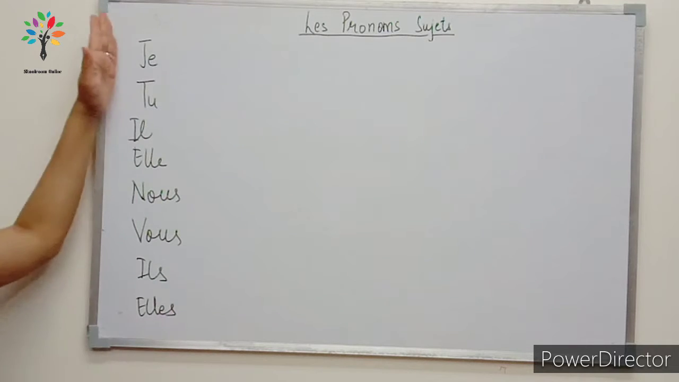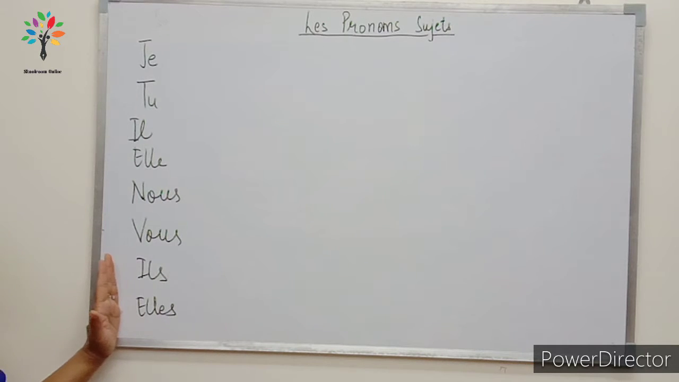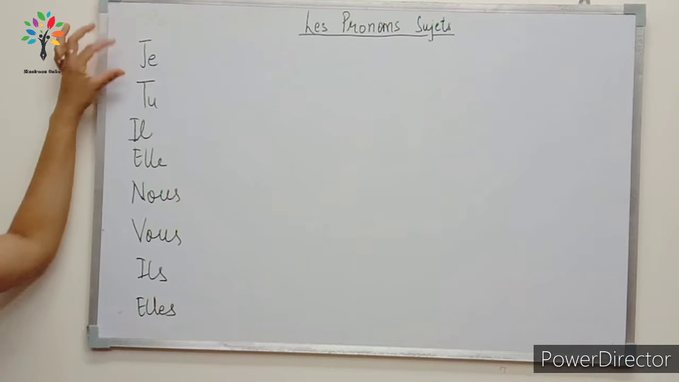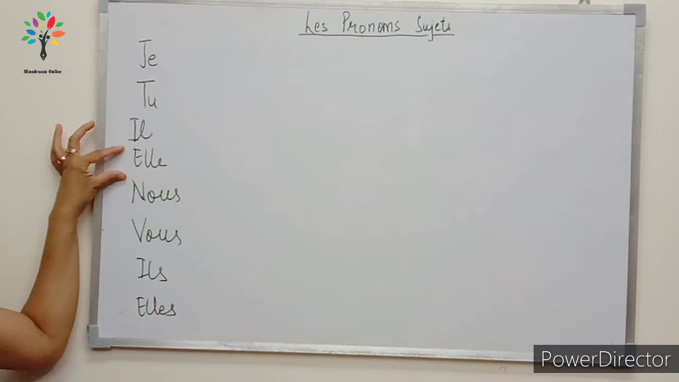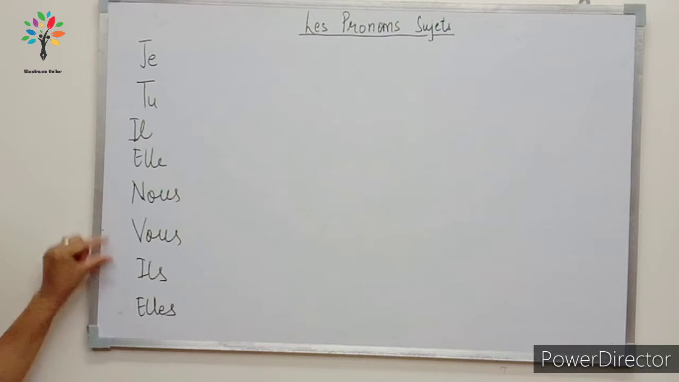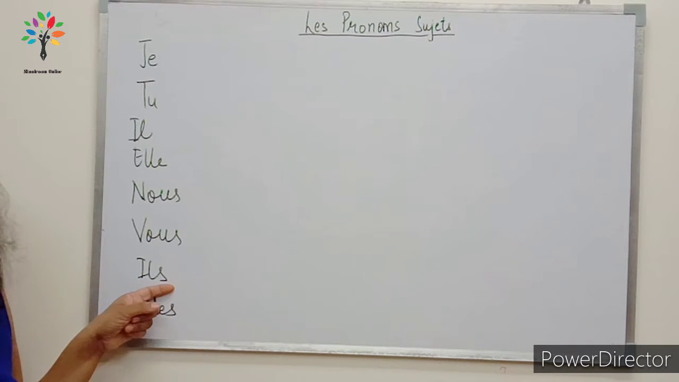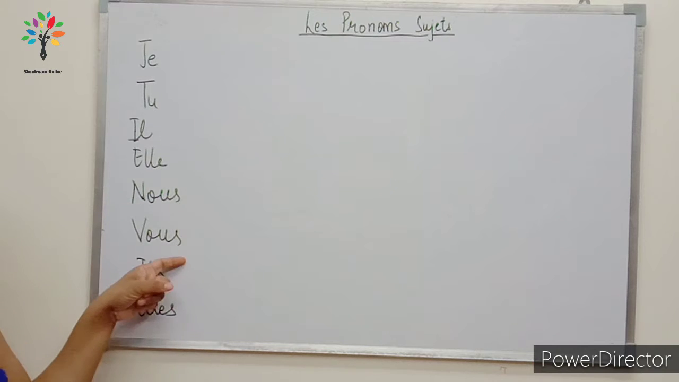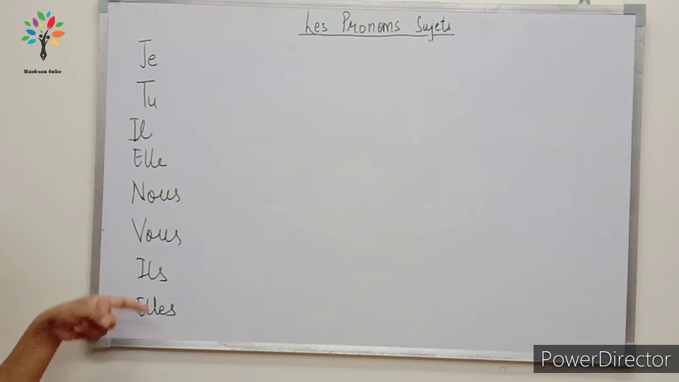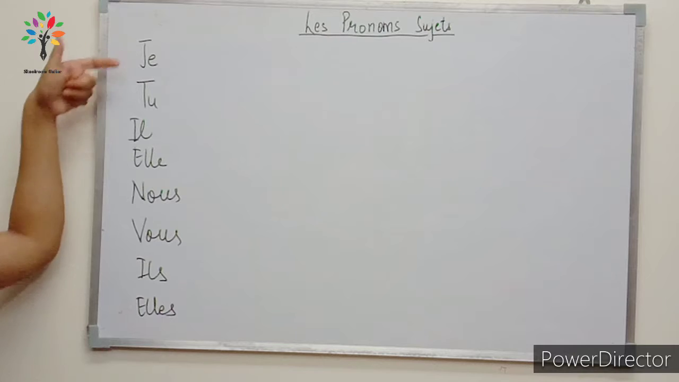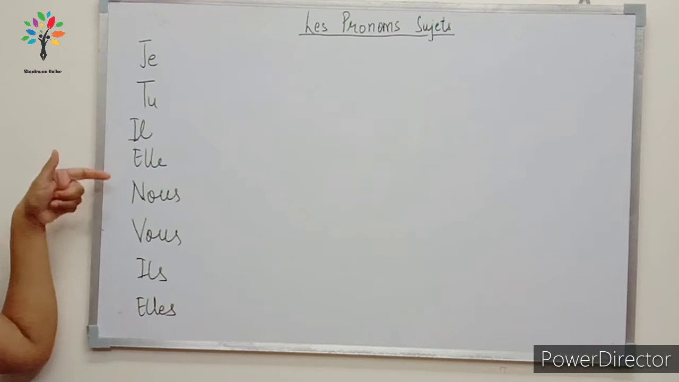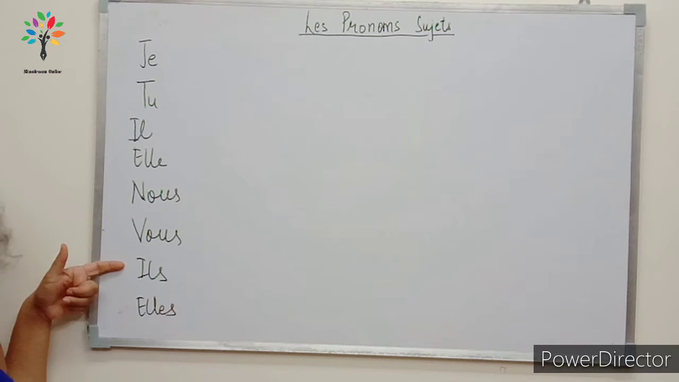Okay, so the pronouns are listed here. Les pronoms sujets: je, tu, il, elle, nous, vous, ils, and elles. In ils, elles, the S is not pronounced. Even in nous and vous, the S is not pronounced. So it is nous, vous, ils, elles. Okay? I, you, he, she, we, you, they.